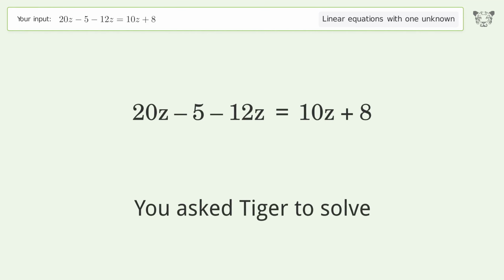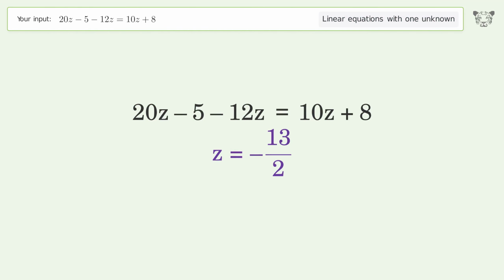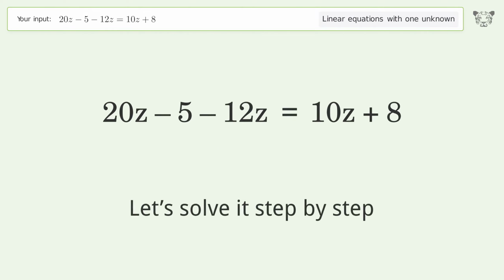You asked to solve this. It deals with linear equations with one unknown. The final result is z equals -13/2. Let's solve it step by step.